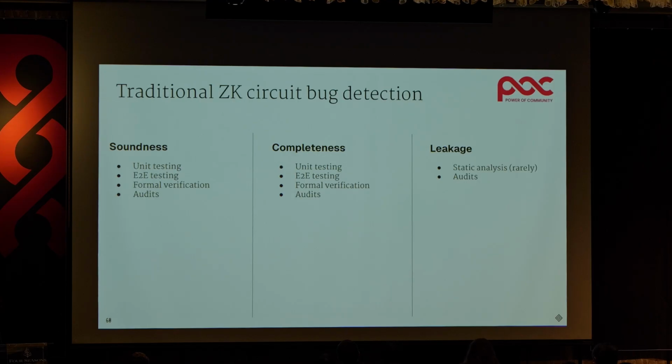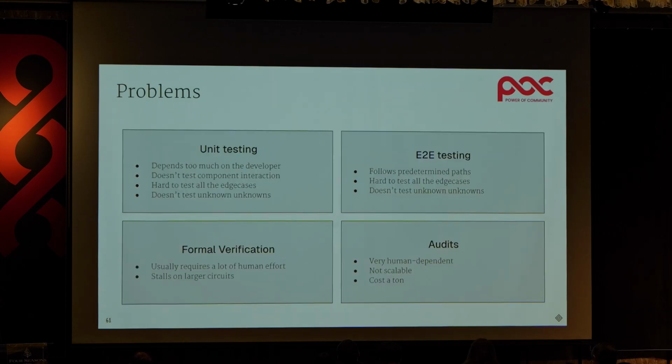There's a lot of formal verification being used nowadays, and there's a lot of auditing. And auditing, I think, is one of the most widespread ways that most teams perform circuit bug detection, but unfortunately there are several issues with this. So one, unit testing is obviously too dependent on the developer. It doesn't test component interaction, and it's hard to test everything. End-to-end testing is also quite limited because it follows predetermined paths and edge cases.